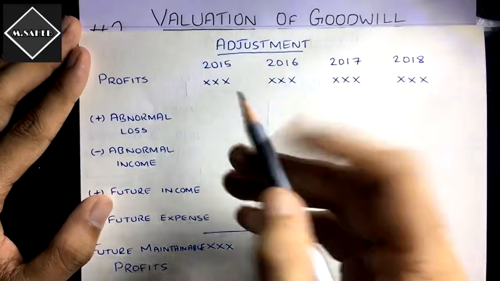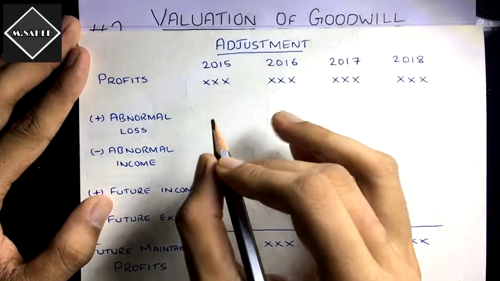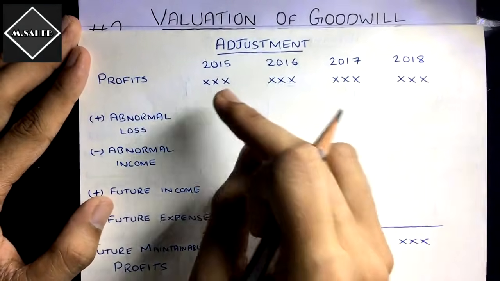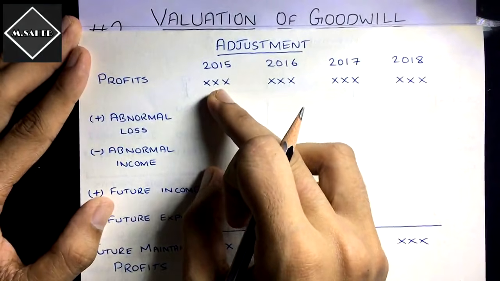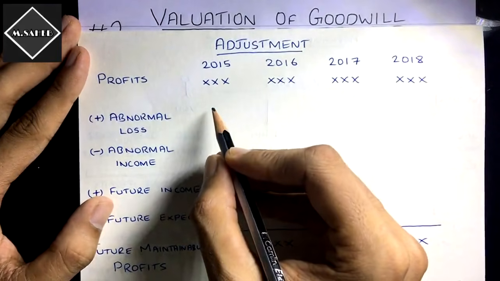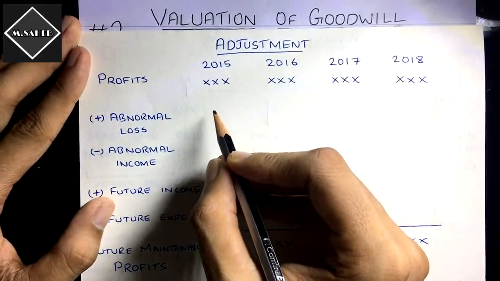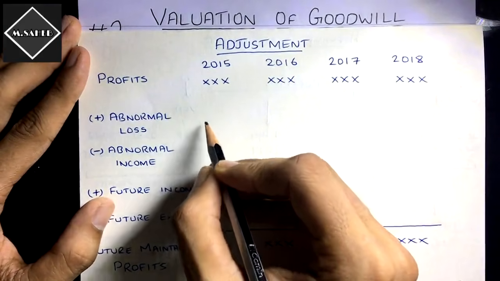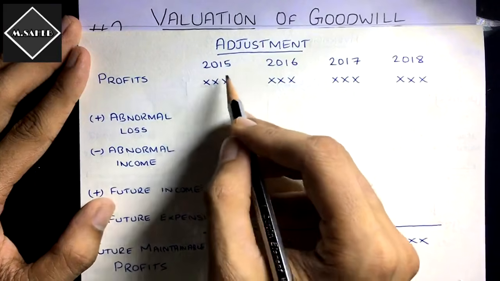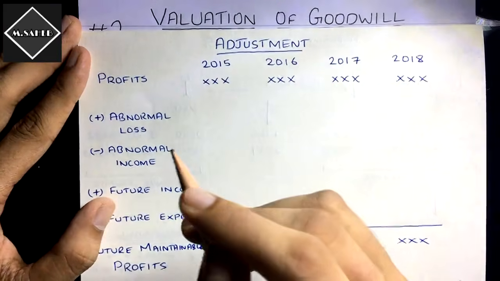For example, let's say in 2015 there was a loss by fire. Let's say 8 lakhs profit has happened in 2015, but let's say there was 2 lakh loss due to fire. So now what you have to do, you have to add that loss by fire, 2 lakh, and then you have to correct the profit of 2015 from 8 lakhs to 10 lakh.